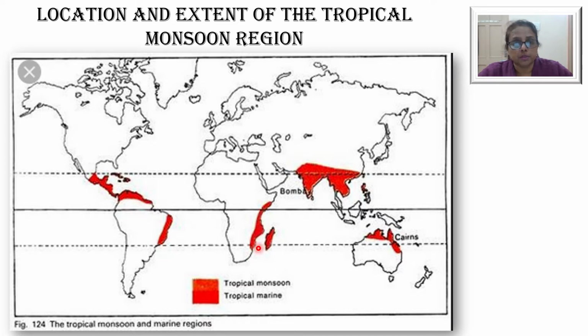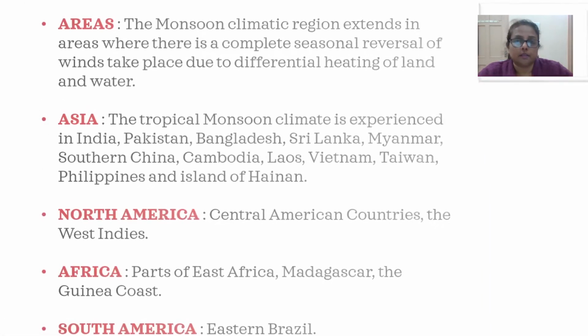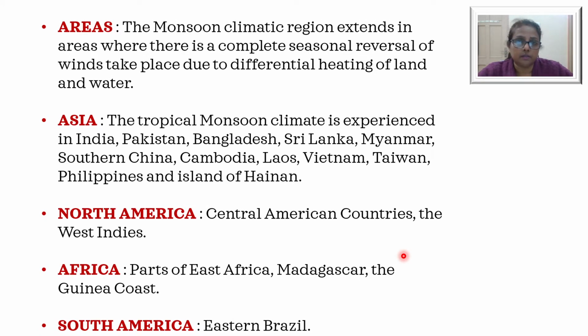In Africa, it includes almost the entire Madagascar island and parts of the eastern African continent, especially along the coast. And in Australia, the northeastern part of the continent. So these are the regions where we find the tropical monsoon climate to be very, very active. In this slide, you can see all the places that have been named where we find the tropical monsoon climates.